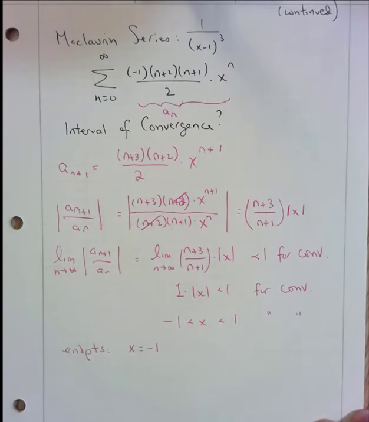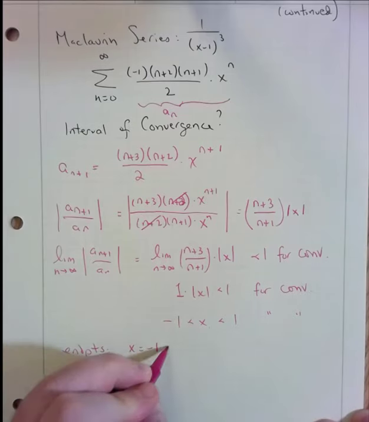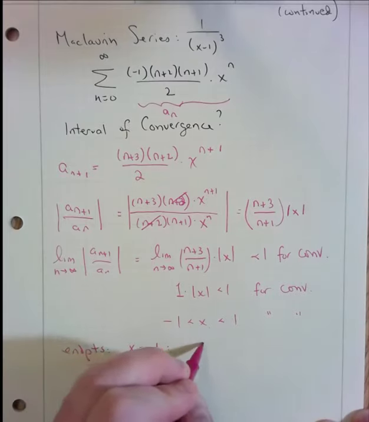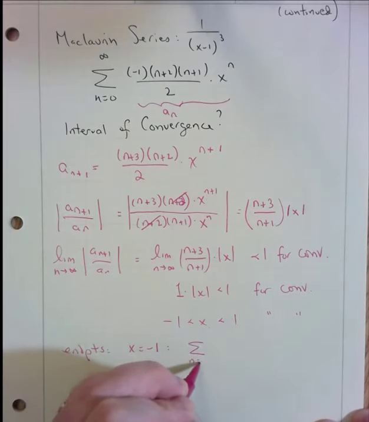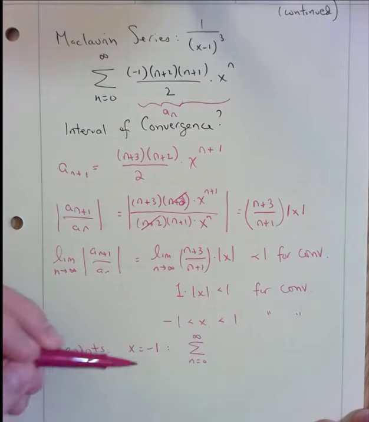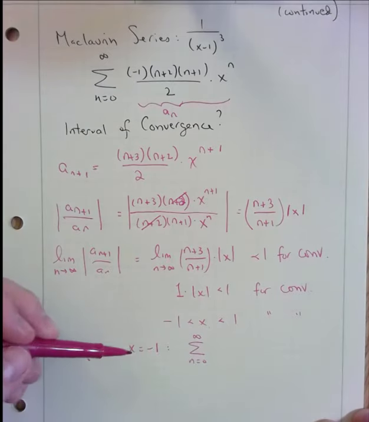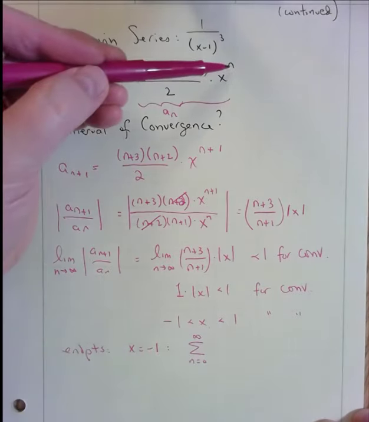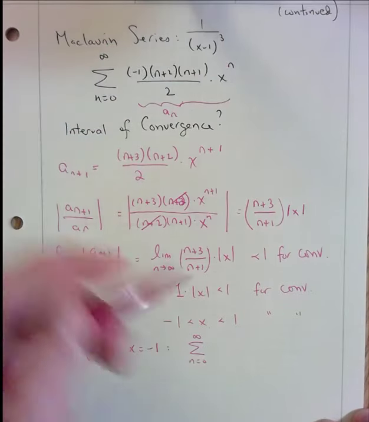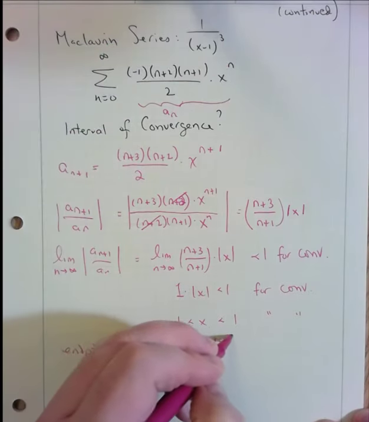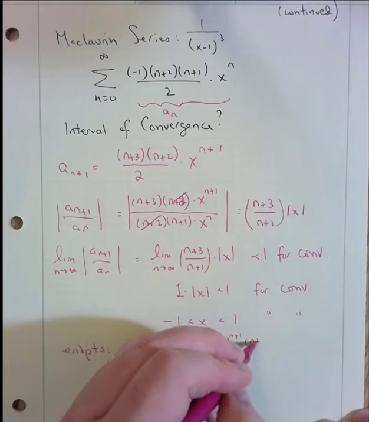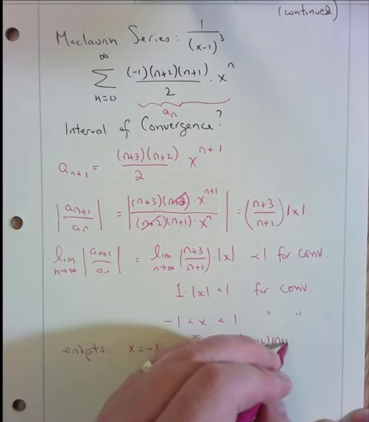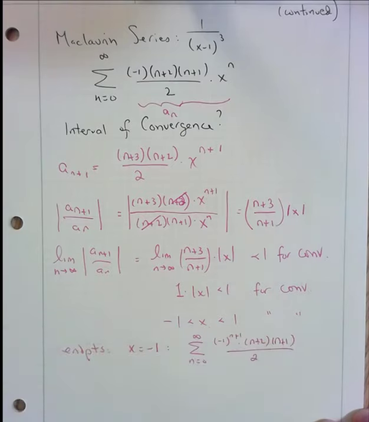So, at the endpoint x equals -1, basically we have to hit the reset button and go all the way back to the top and say, all right, we're going to look at that point in particular. The summation is going to be, well, when x is -1, this will be -1 to the n times another -1, so that'll be -1 to the n plus 1 times n plus 2 times n plus 1 over 2.